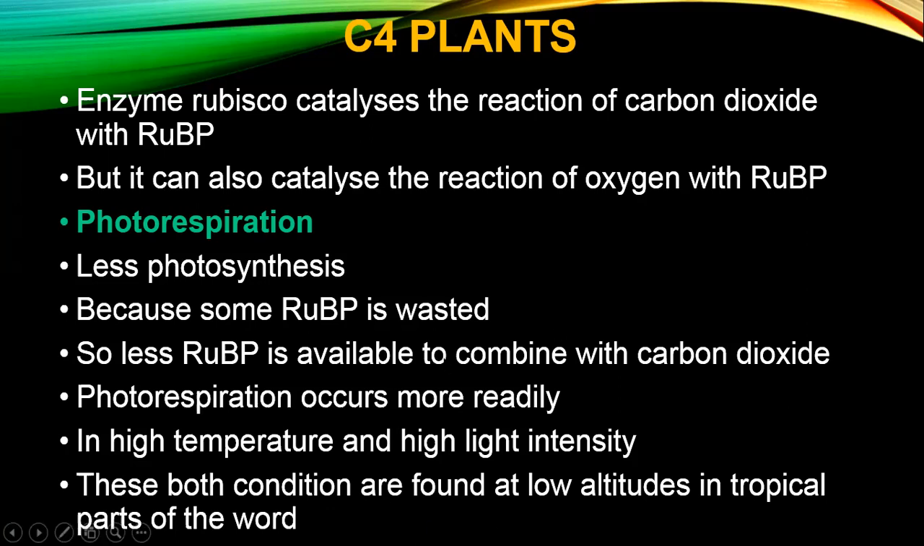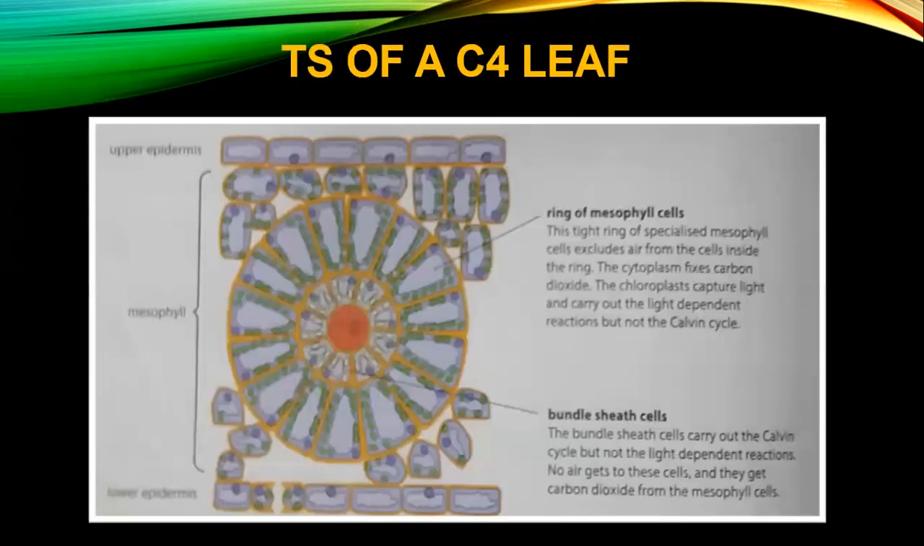Okay, now we have to see what C4 plants are going to do then. What has to be avoided here is photorespiration, because if photorespiration is not avoided, less photosynthesis will take place. So the plant's strategy is to increase the rate of photosynthesis and to avoid photorespiration. So we have to see how it is done.